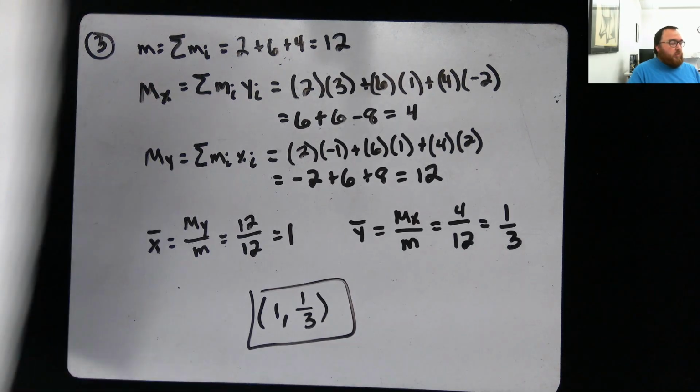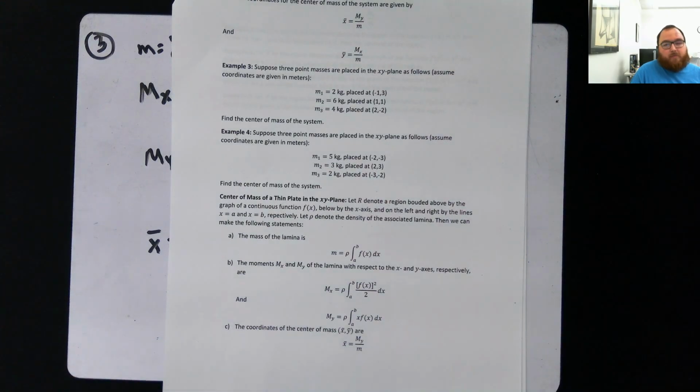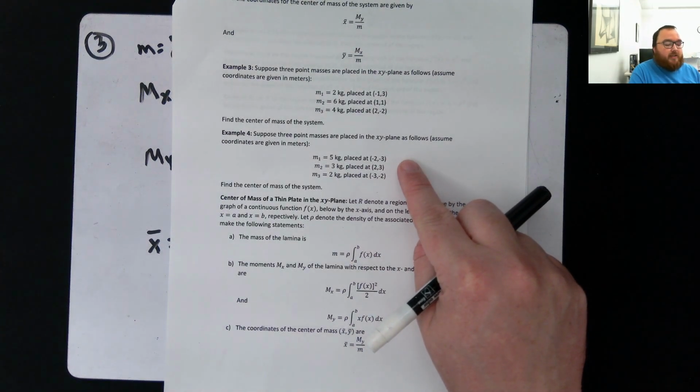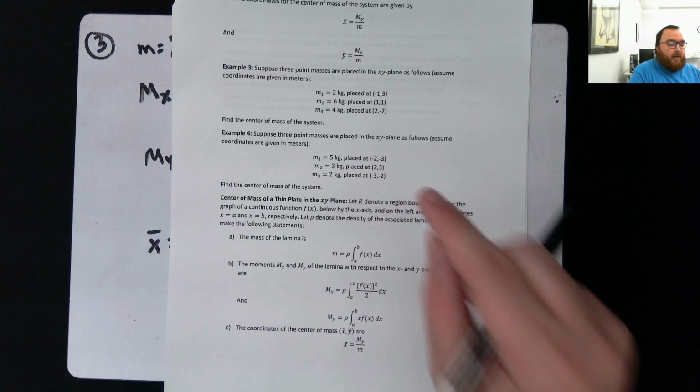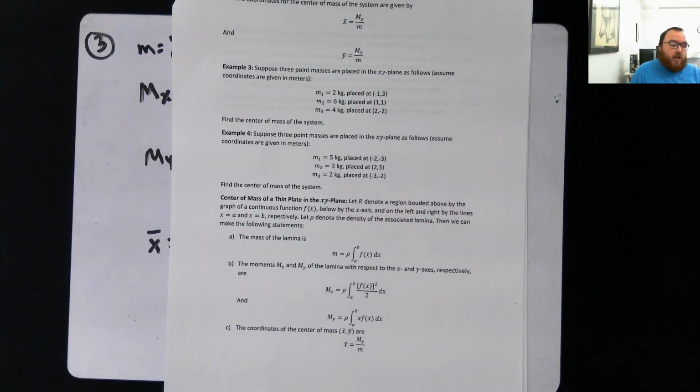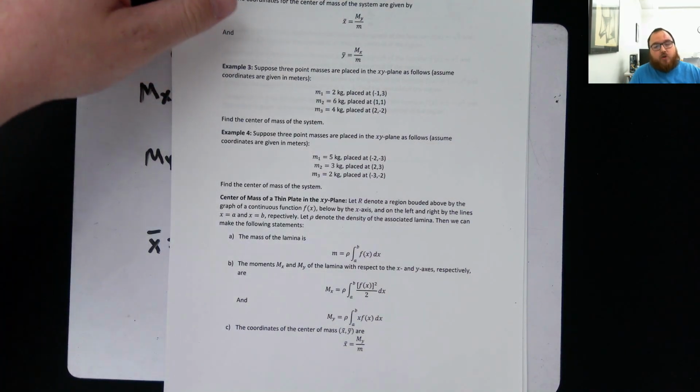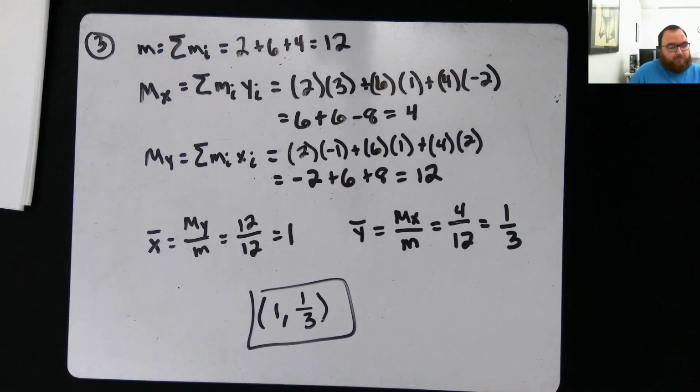Example number 4 is going to work the same exact way. Suppose 3 point masses are placed on the xy plane as shown here. Mass 1 is 5, placed at 2, -3. Mass 2 is 3, placed at 2, 3. And mass 3 is 2, placed at -3, -2. Find the center of mass.